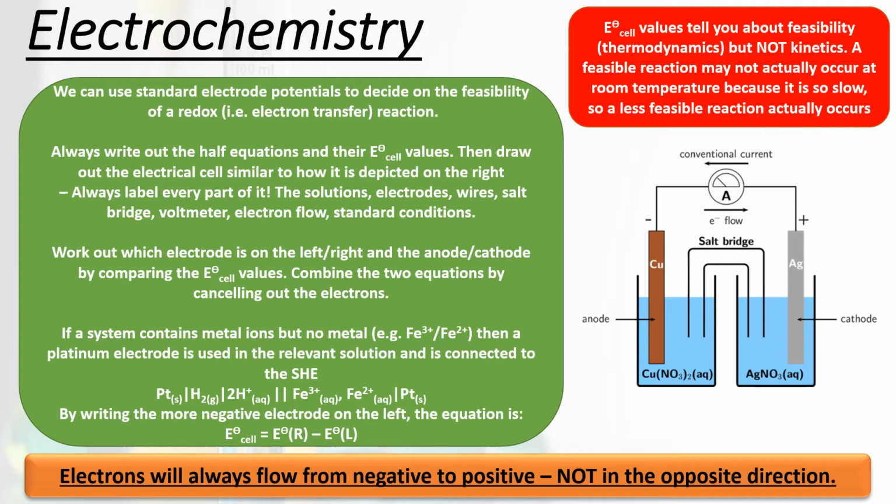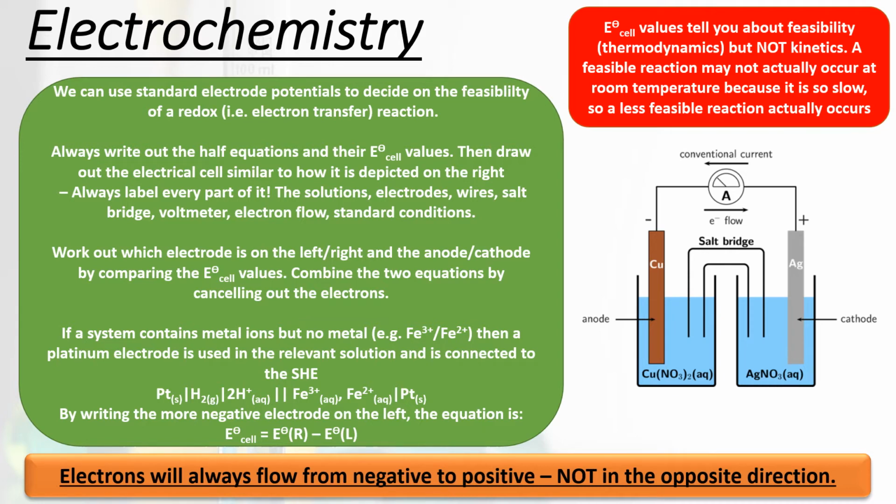We then have our highest oxidation species in the iron half cell, so Fe3+. Remember that if it's not a phase change, so in this case both ion species are aqueous, that we use a comma, not a vertical line. So Fe3+, comma, Fe2+, and then again we need that platinum solid support because we don't actually have any solid metal in there. And so we have a phase boundary and then solid platinum. And so by writing the more negative electrode on the left, our equation for the E cell value becomes the right minus the left.